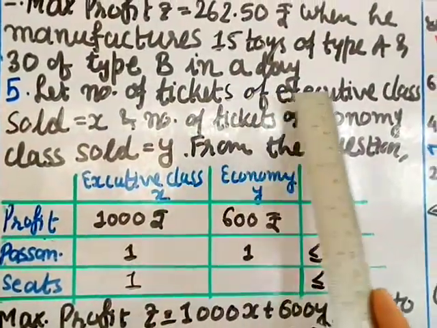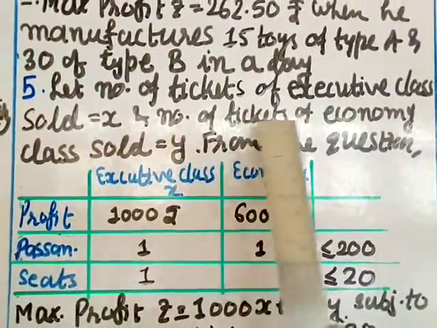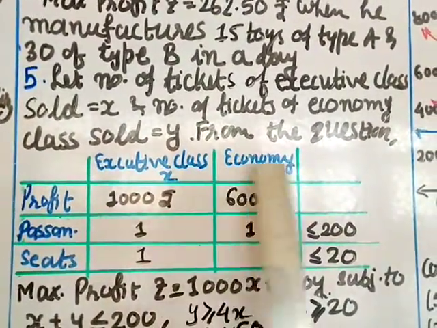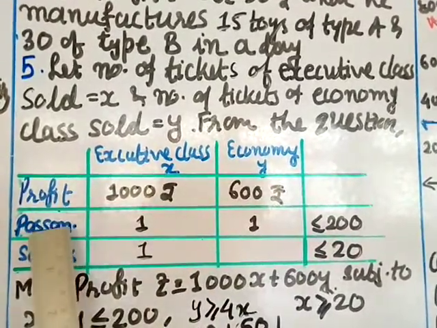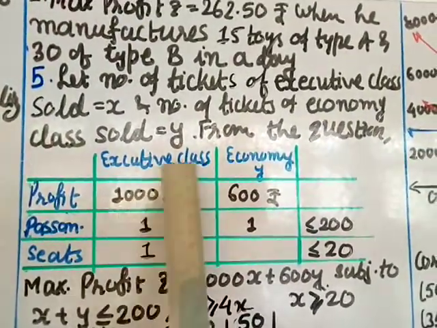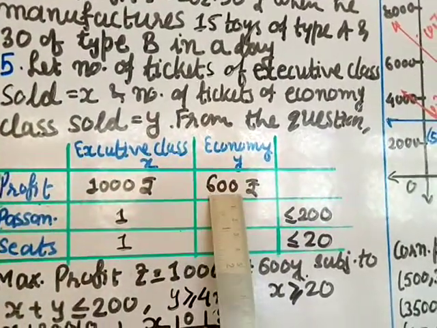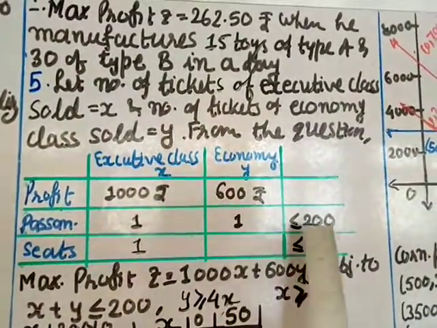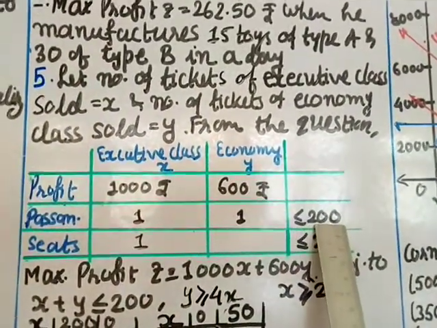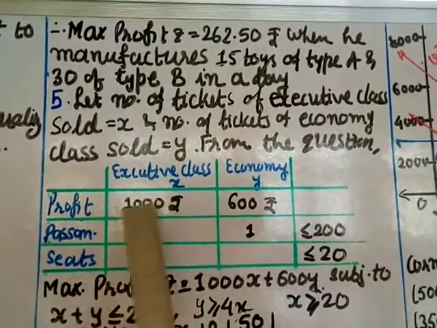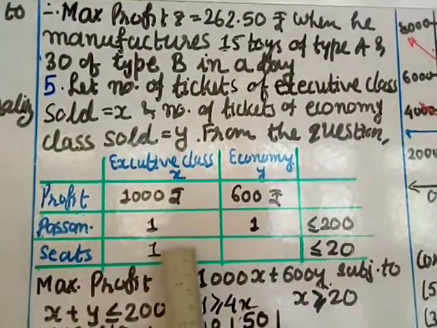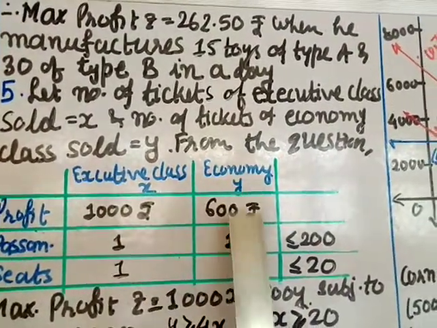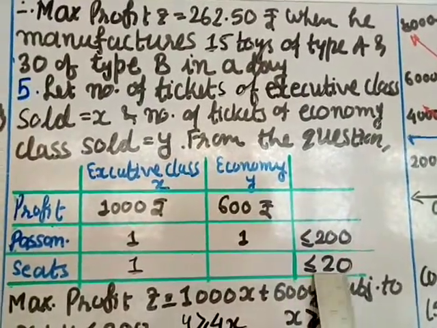Let the number of tickets of executive class sold be x and the number of tickets of economy class sold be y from the given question. So executive class x, economy class y, and the profit per passenger and seats are given. For this, the profit is 1000 and this profit is 600. The maximum capacity of passengers is 200. That means this one plus this one total should be 200 or less than 200 but not greater. Then the least seats kept for the executive class are 20, so 1, and for economy they have not given any seat, so you can write it as 0 here.